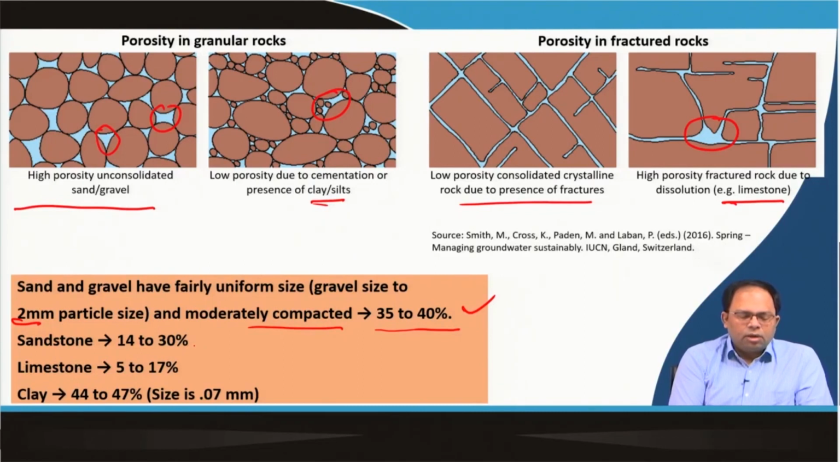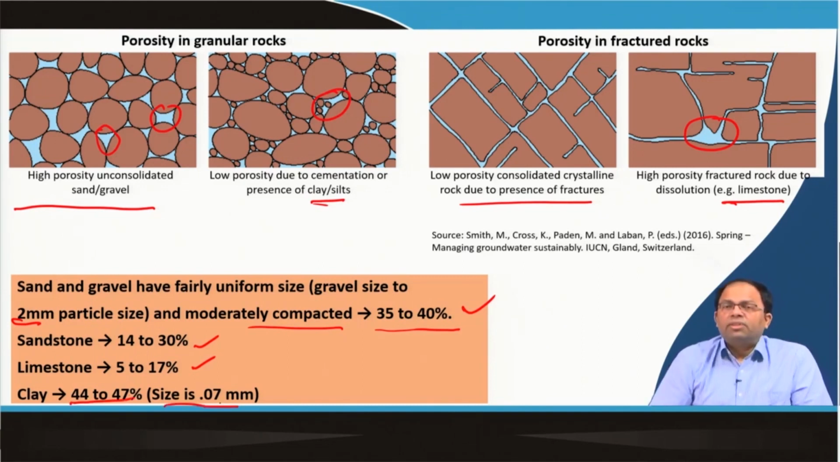Similarly, sandstone has a porosity level of 14 to 30%, limestone 5 to 17%, and clay around 44 to 47%. So, you see clay is highly porous, but because its particle size is 0.07 mm, clay is almost impervious. So, this is something that we need to remember, that not only porosity, but also the size of particles determines the amount of water that would be held in a particular aquifer or in the water bearing stratum.